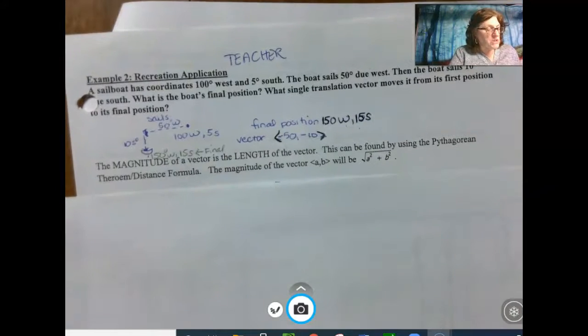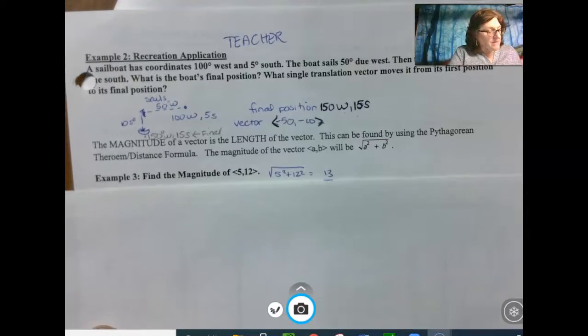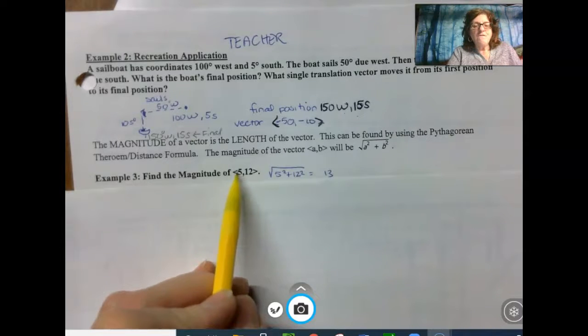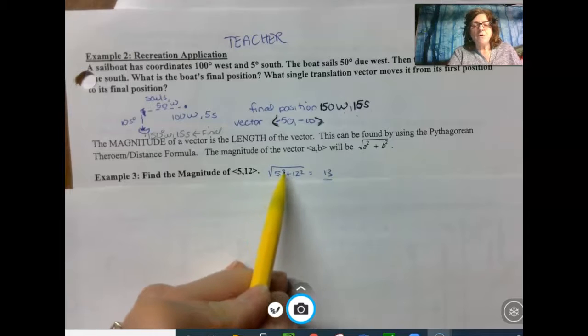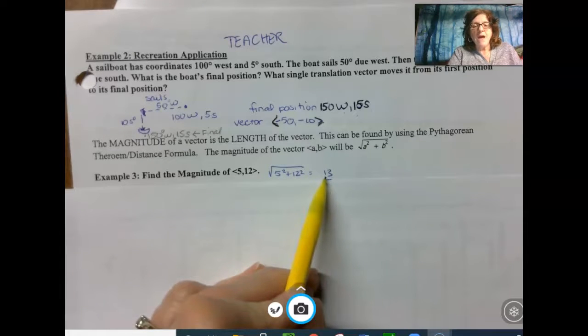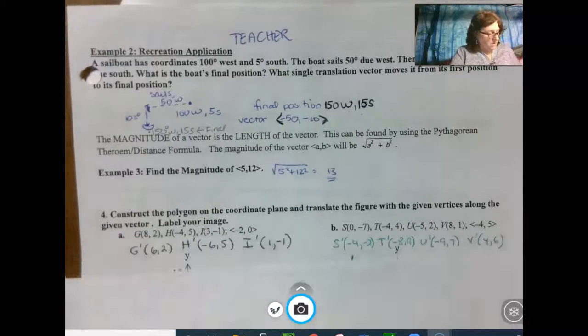The next concept that I wanted to talk to you about is magnitude. The magnitude of the vector is the length of the vector, and it can be found using the Pythagorean theorem or distance formula. If I tell you that the vector is <a, b>, then the length of that vector is the square root of a squared plus b squared. So, as an example, if I have the vector <5, 12>, if I plug that into my formula, the square root of 5 squared plus 12 squared, that's going to give me a magnitude, the length of the vector, of 13. Okay? So, we already did number 4.